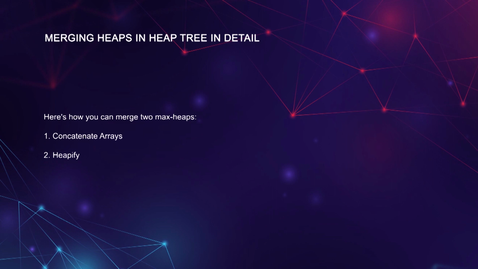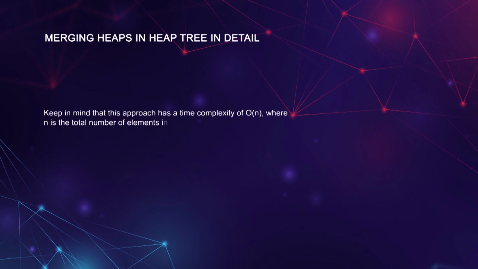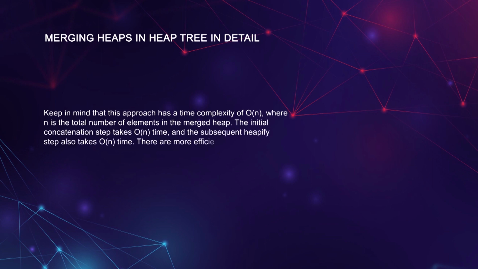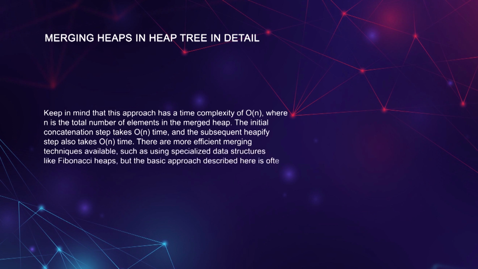The second step is heapification, or heapify. Apply the heapify operation to the merged array to establish the heap property. Start from the last non-leaf node and iterate in reverse order, calling the heapify algorithm on each node. Keep in mind that this approach has a time complexity of O(n), where n is the total number of elements in the merged heap, meaning the total array elements. The initial concatenation step takes O(n) time, and the subsequent heapify step also takes O(n) time.